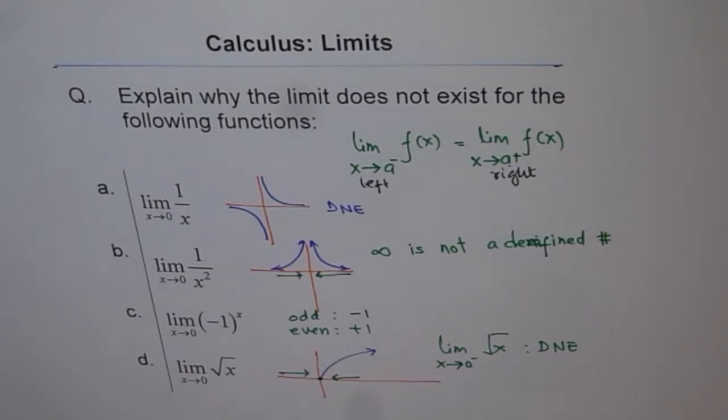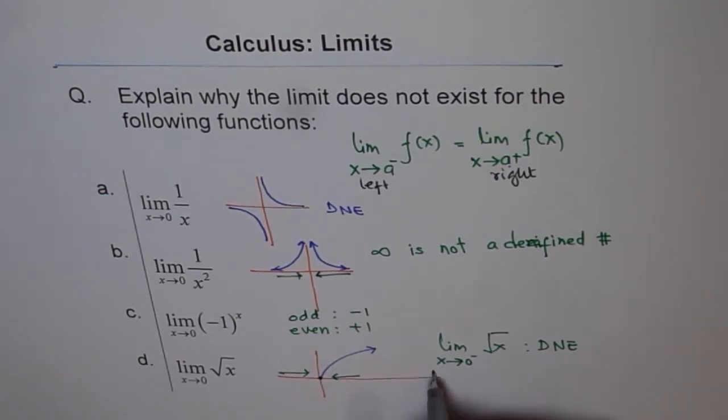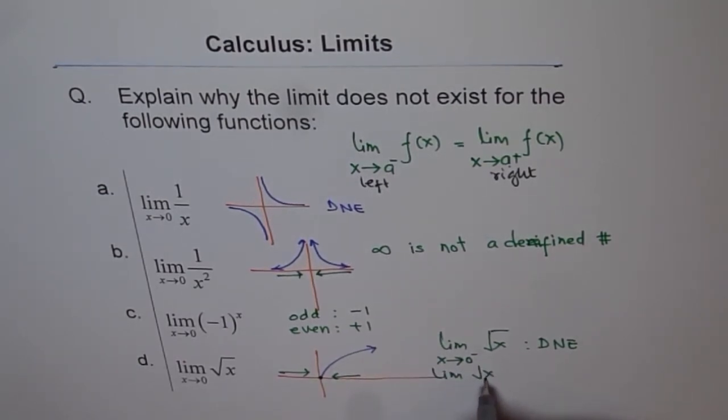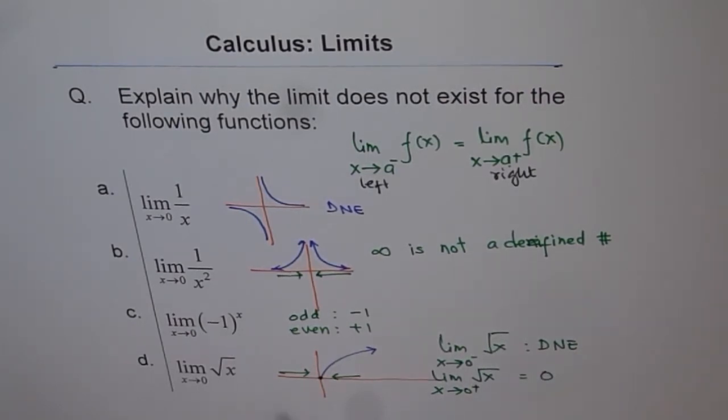However, if I write the limit of square root of x as x approaches 0 from the positive side, it does exist and it is equal to 0, right? From the positive side, if you approach 0. But if the question is only the limit of square root of x when x approaches 0, then it does not exist, right? So it does have a one-sided limit, and that is from the right side.